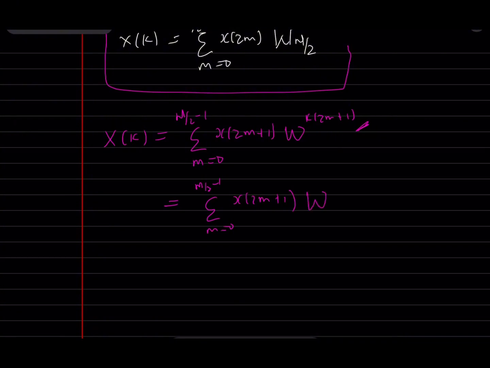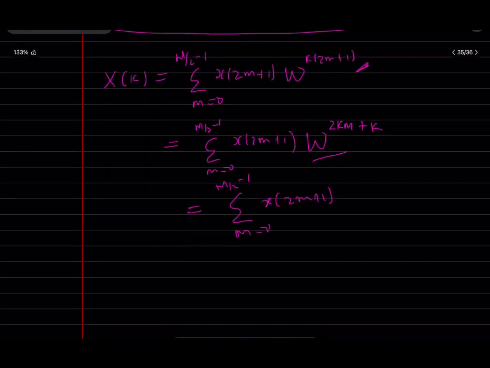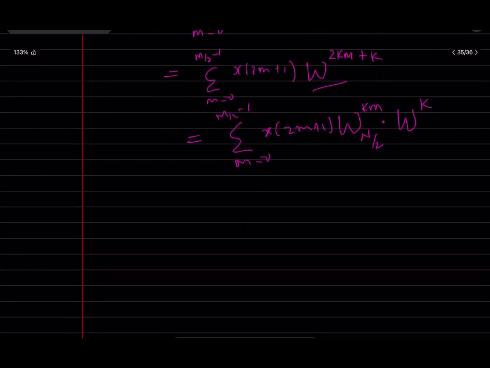And then omega to the 2km plus k, and this can also be expanded as the summation of m equal to 0 to N over 2 minus 1 of x of 2m plus 1. We can expand here. We know that this one from the even part can also be rewritten as omega N over 2 to the km. And then from there, we can also multiply by omega k, or W_N to the k, over there.